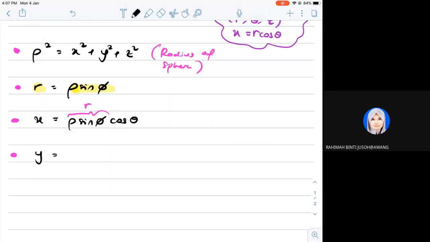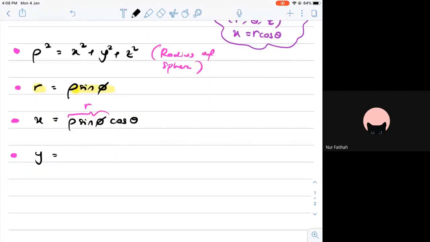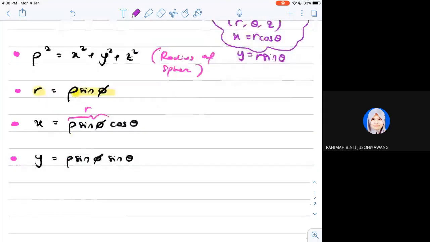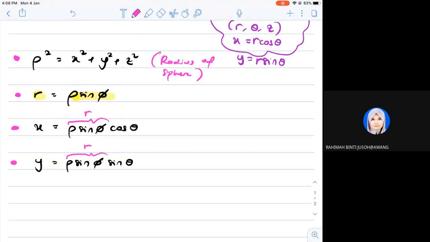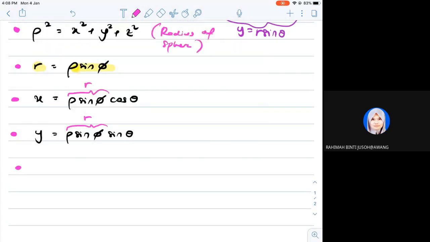Alright, and then we also have y equals to what? In spherical. Rho sin phi sin theta. Yes, very good. Rho sine phi sine theta. Yes, because in cylindrical, we have y equals to r sine theta, isn't it? So, bila r equals to rho sine phi, therefore, y equals to rho sine phi sine theta, since this is our r. Okay. And then we also have the same thing happen here. Just like cylindrical coordinates, we will have tangent theta equals to y over x.